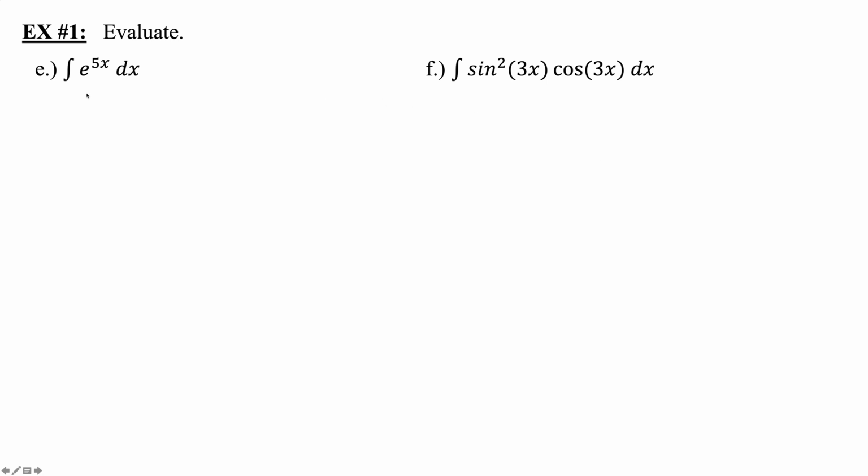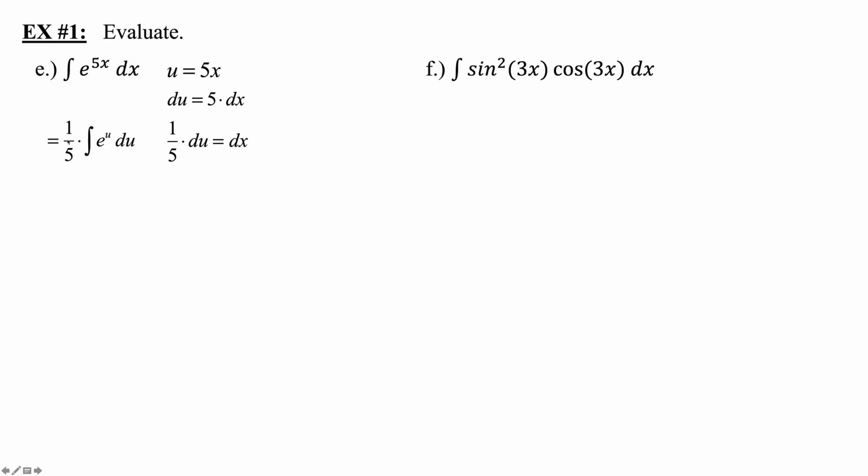Part E. We integrate e to the 5x. Wait a minute. E to the x is just e to the x, but we never had a 5 here before. So maybe we better call 5x your u, because I'd rather have just one variable, like e to the x, so I want e to the u. So u is going to be 5x. Take the derivative of both sides, du would equal just 5 times dx. That's okay. Divide over the 5, make it 1/5 times du, so there's your dx.